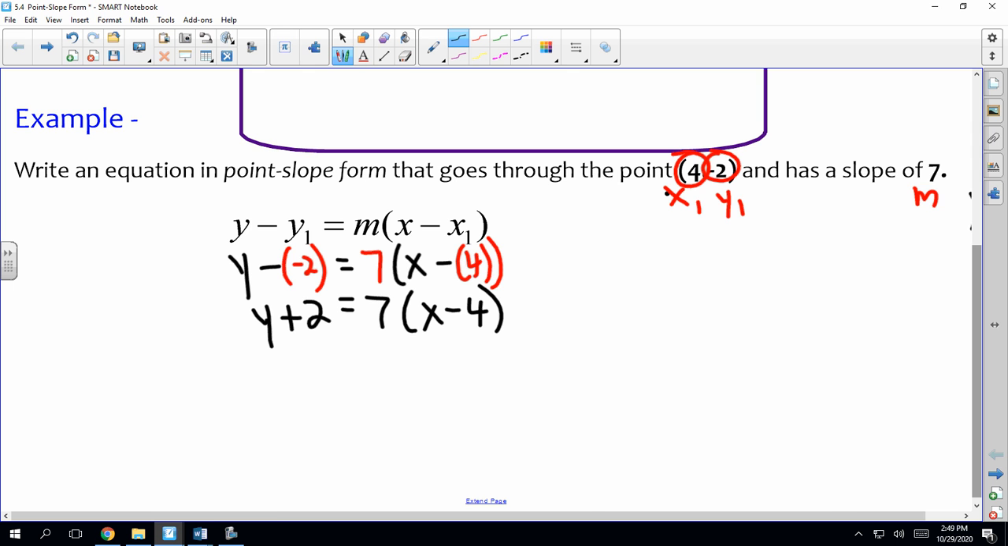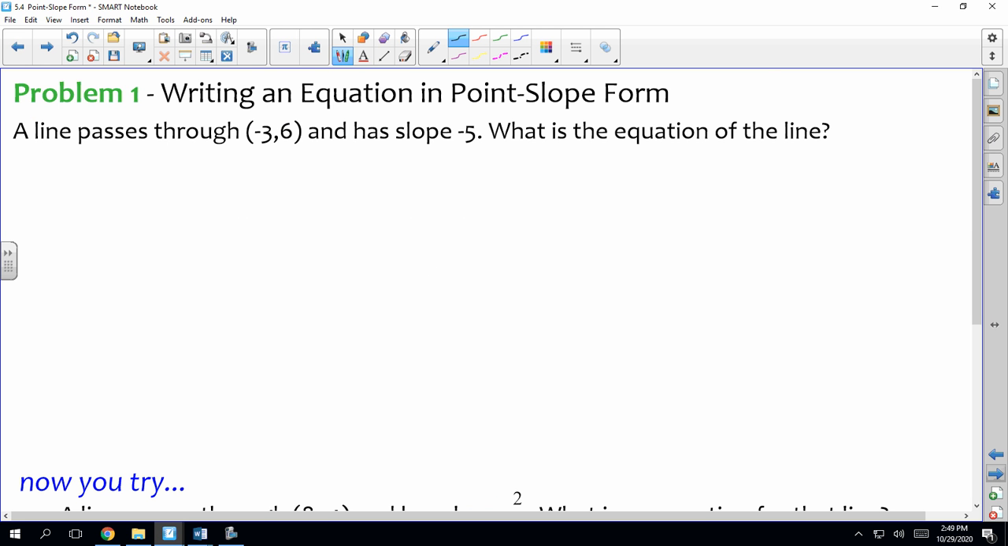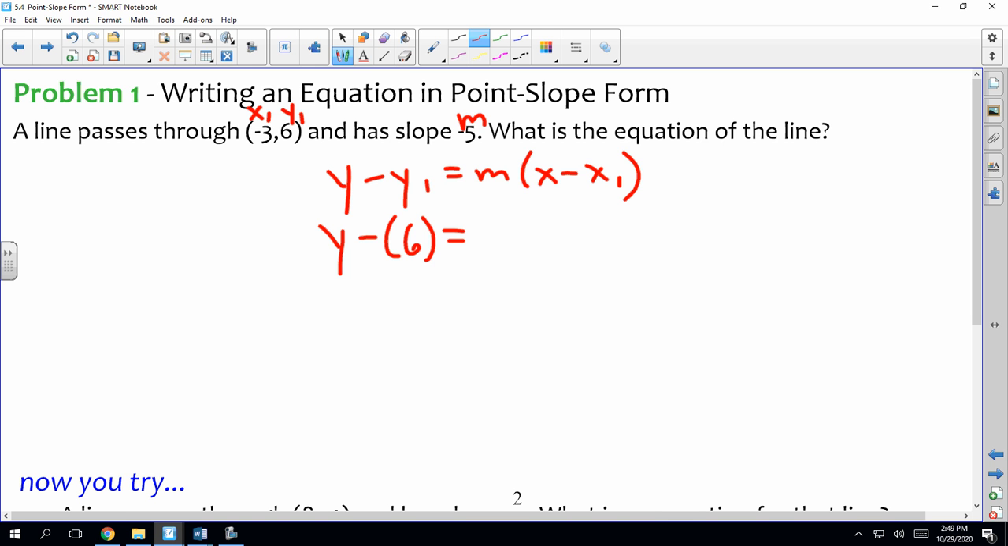All right. So let's move on here to another example. It says writing an equation in point-slope form. A line passes through -3, 6 and has slope -5. Let's try another one here. So we're going to make it match y minus y1 equals m, x minus x1. We're going to actually plug in all the information we have. We have x1 here, y1 here, m right here. So I have y minus 6 equals -5, x minus a -3. And the cleanup would look like this. Y minus 6 equals -5, x plus 3.